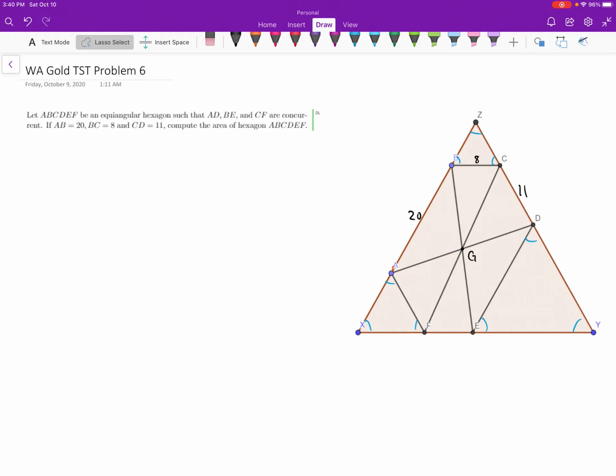And now I guess we can start looking at how we can solve this problem. Here we're given these three side lengths as well as this extra condition that the diagonals of the equal angular hexagon intersect at some point, let's call it G.